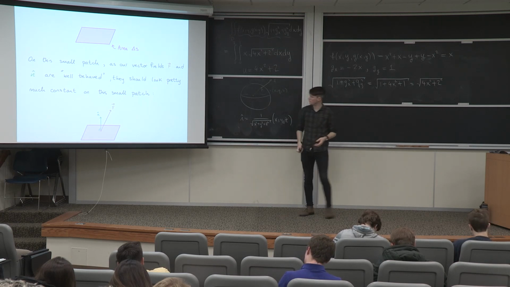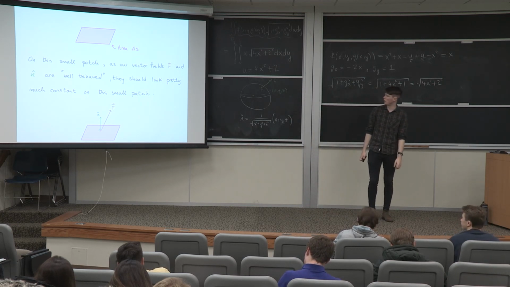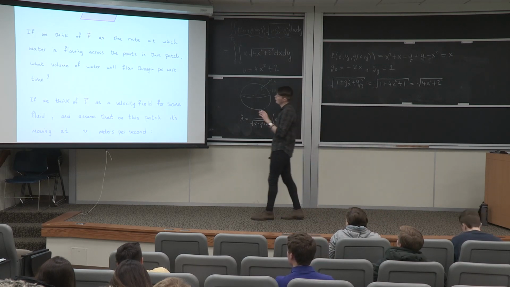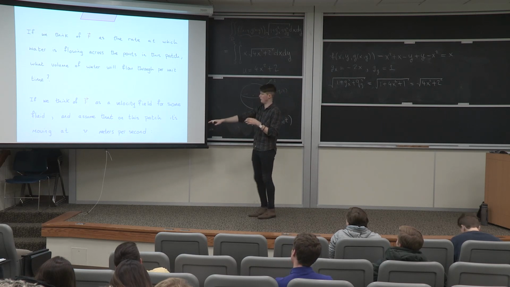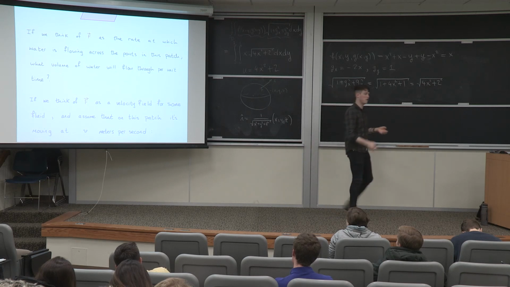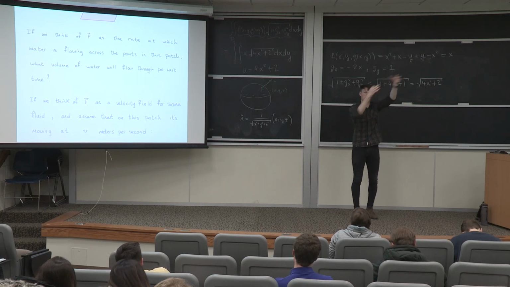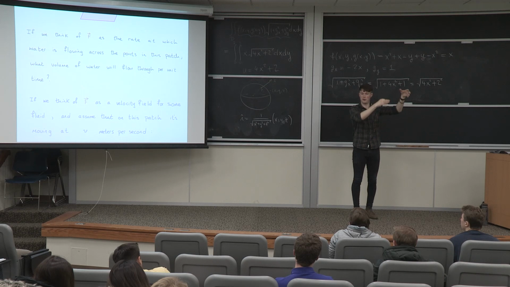So, how am I going to figure out how much is flowing through this? If we think of F as the velocity field of some fluid that is on this patch, and it's moving at speed v. So I have this patch sitting in space, I have my fluid particles flowing through with velocity F, and I want to capture the rate at which the volume of water is flowing through.